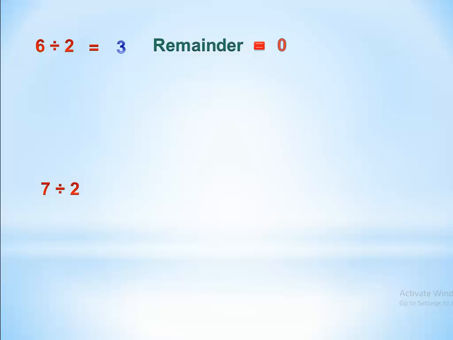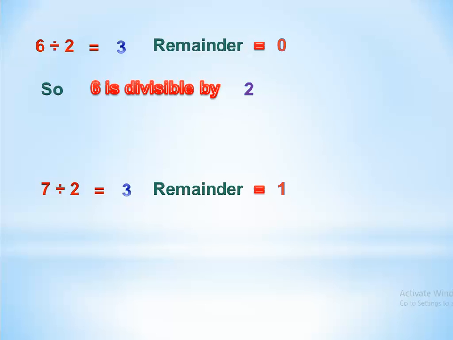So if we say that 7 divided by 2 equals what? We don't have a number times 2 that equals 7, so we are looking for a number less than 7. It will be 6, so 3 times 2 equals 6, so the answer is 3, and the difference between 6 and 7 equals 1, so 1 is the remainder. In the first case we considered that 6 is divisible by 2. In the second case, 7 is not divisible by 2.